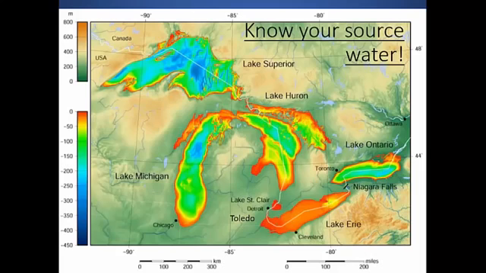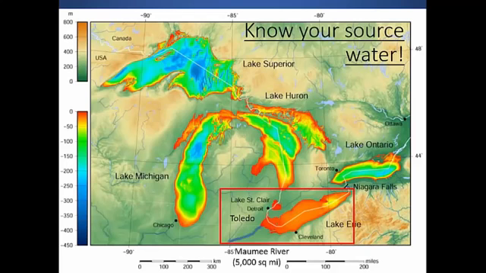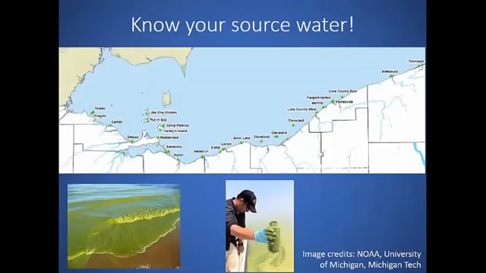So again, know your source water. This is a map showing the bathymetry. We can see Lake Erie is by far the shallowest of the Great Lakes. And if you look at where Toledo sits, it's right at the mouth of the Maumee River, which is draining a 5,000 square mile area. That's a very high percentage agriculture, in the 70–80% agriculture. So source water changes are very important to these water treatment plants.